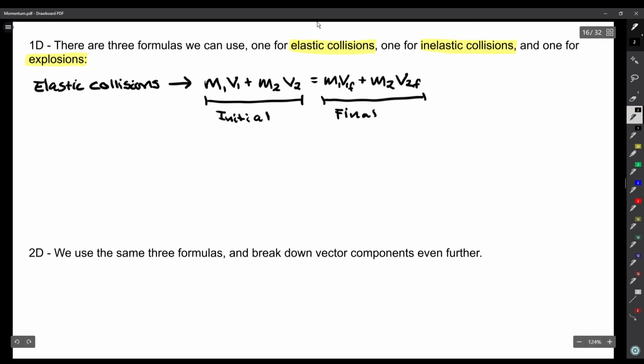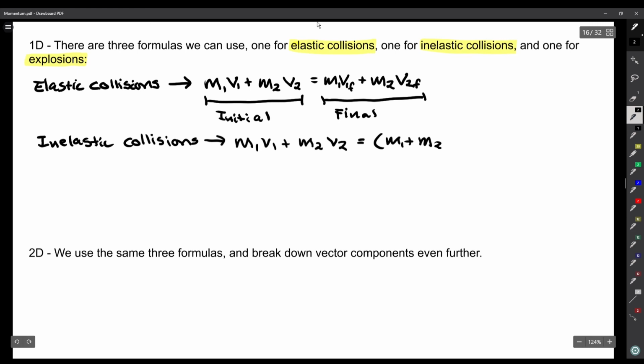So for inelastic collisions, let's write this down. We have m1v1 plus m2v2 equals m1 plus m2 times v final. V final differs from these two velocities there.